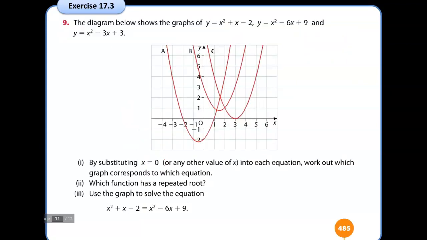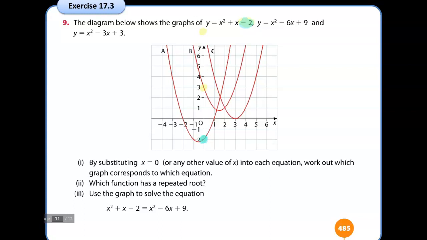Question 9 is straightforward if you remember the key way of going through this. I'm always interested in where a graph crosses the y-axis. We can see there's one that crosses at minus 2, there's another one that crosses at 3, and there's another one that crosses somewhere up here. We have no idea whether it's 7, 8, 9, 10, or whatever. But if we look at the functions, there's one function that's got a constant inside it, x squared plus x minus 2, which is the same as this minus 2 down here. So that's that graph there.